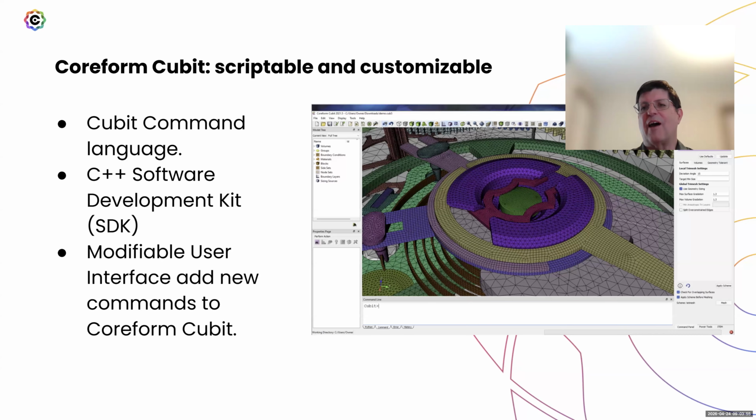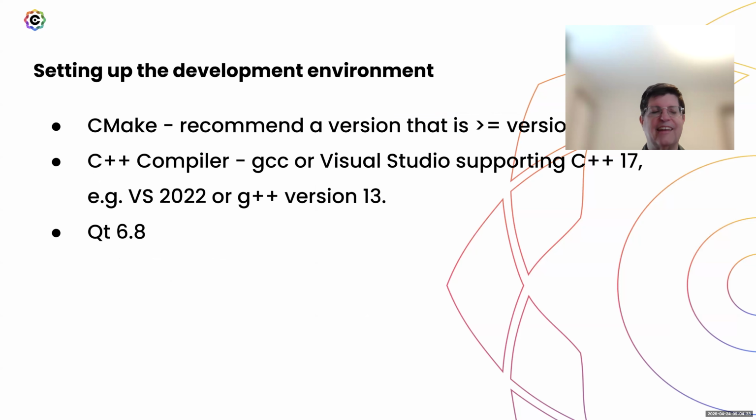So one of the things that we talk about with Cubit is that it is scriptable and customizable. The fact that Cubit can be controlled from scripting, especially in this AI world that we're moving into, is actually really important. One of the other capabilities that Cubit grants is, we've had a previous webinar where we added some toolbars using Python. But you can also get into the core of Cubit, the Cubit GUI, and modify it using the software development kit, the SDK. So we're going to talk a little bit about how to do some of that.